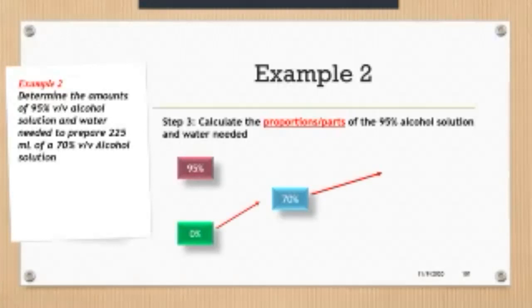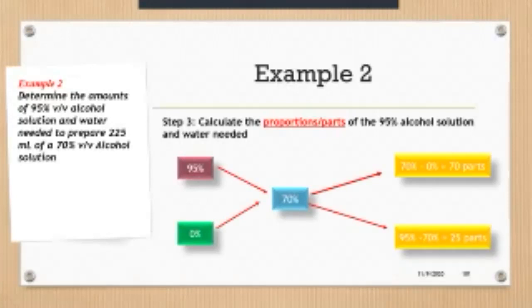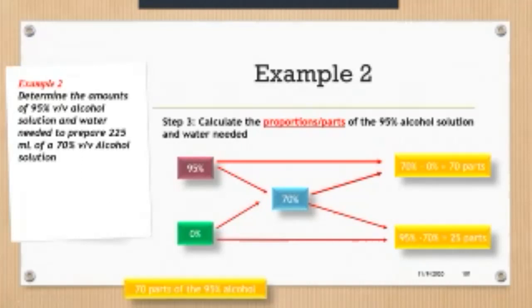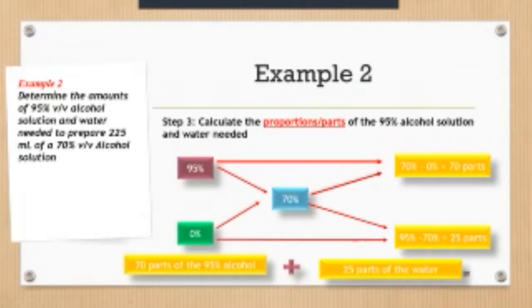So we're going to do a subtraction between the two percentages here, 0 and 70, and that gives 70 parts. And of course, 95 minus 70, and that would be 25 parts. What does this mean? It means that I am going to have to use 70 parts of a 95% stock and mix it with 25 parts of a 0% stock, aka water. When I add both of these parts, I'm going to end up with 95 parts.